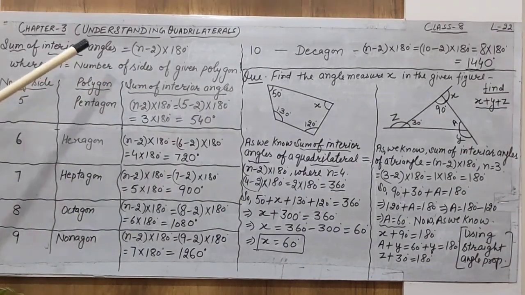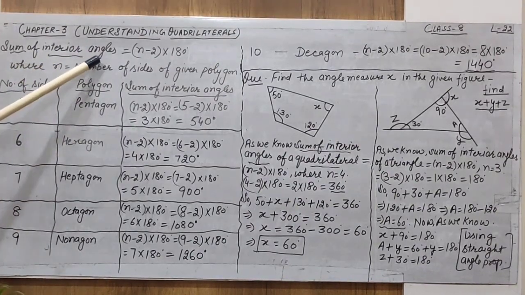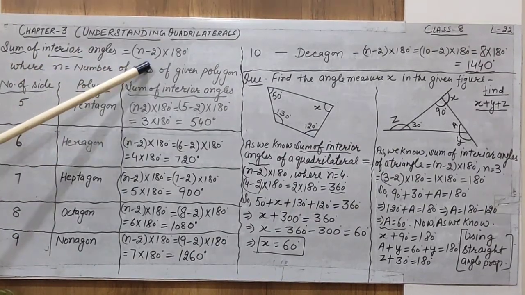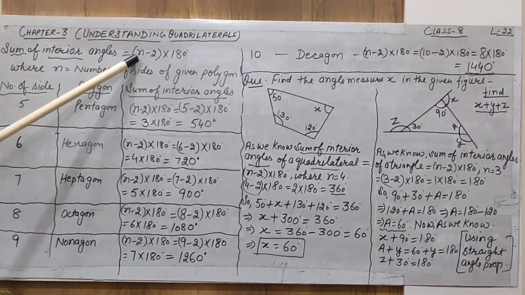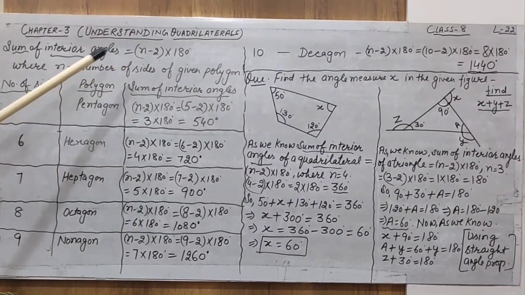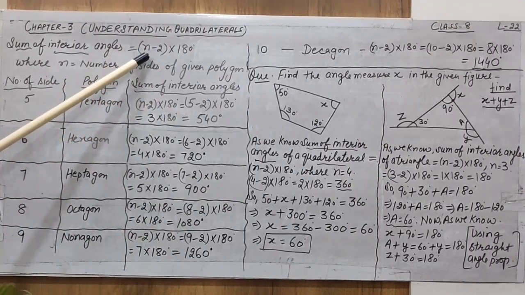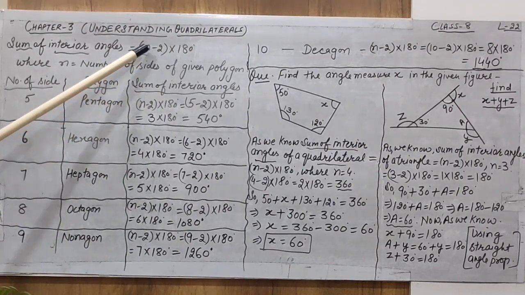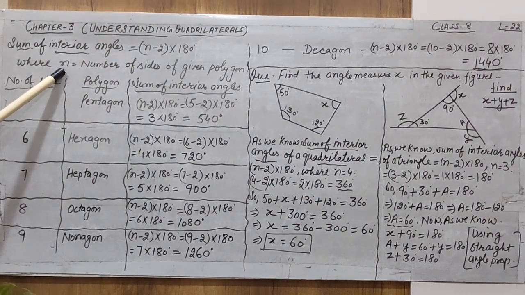Now, in continuation with yesterday's topic, that is the sum of interior angles of a polygon. The formula is (n minus 2) into 180 degrees, in which n is the number of sides of the given polygon. Yesterday we already discussed two polygons in which the number of sides are 3 and 4. The smallest polygon is the triangle, in which the number of sides is 3.